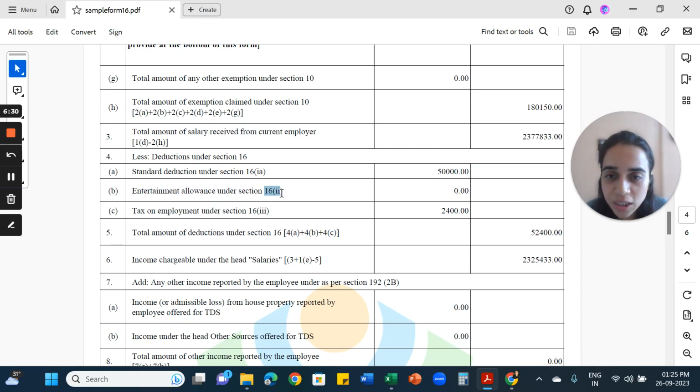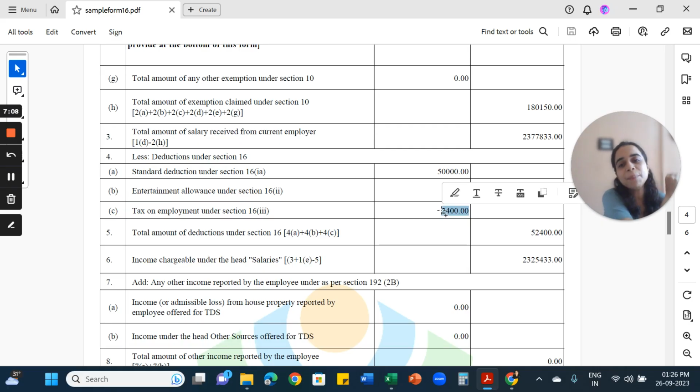Entertainment allowance under section 16(2), this is only for government employees. There is some calculation for them. And 16(3) is about PT, professional tax. So on behalf of the state government, the employer deducts professional tax on your behalf and pays it to the state government. Whatever professional tax would have been deducted in the respective months in the entire year, that entire professional tax you will get as a deduction, because this is a tax which is deducted from your salary and paid to the state government, and that is done by the employer. So you get the deduction.